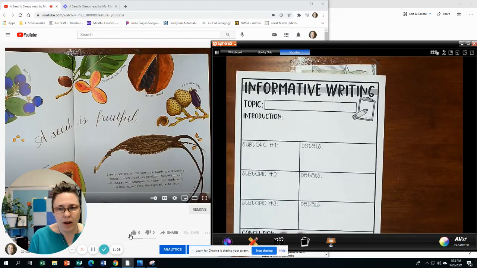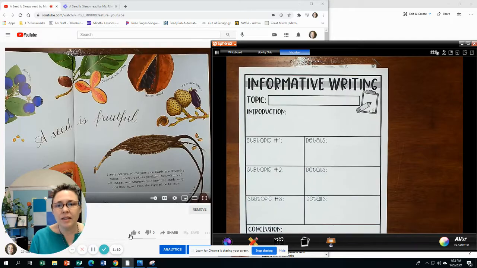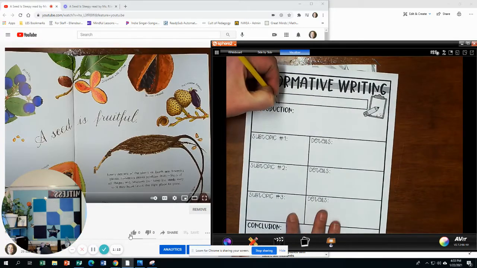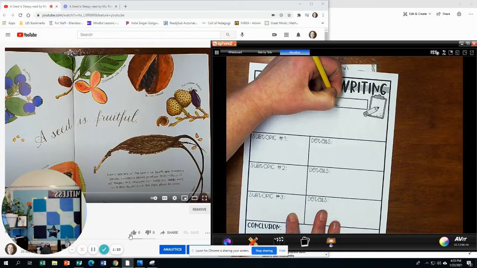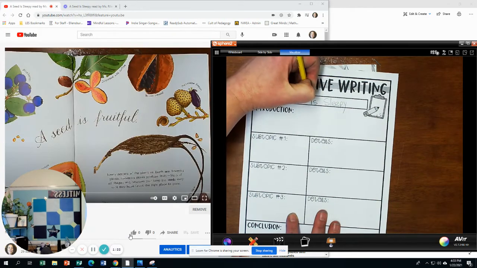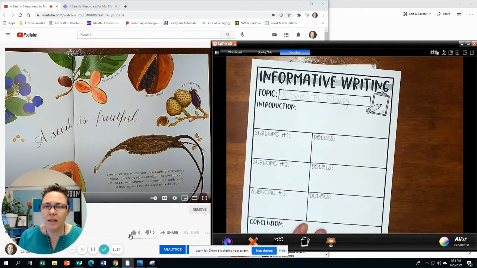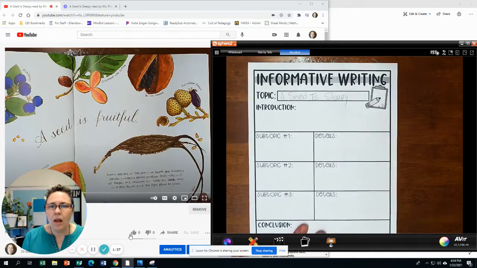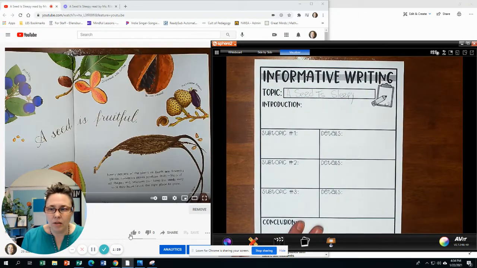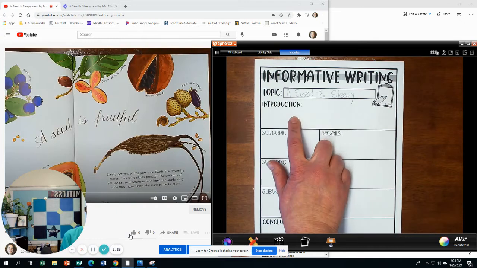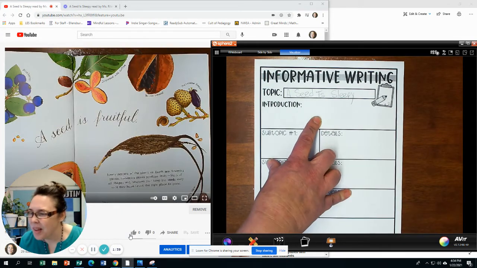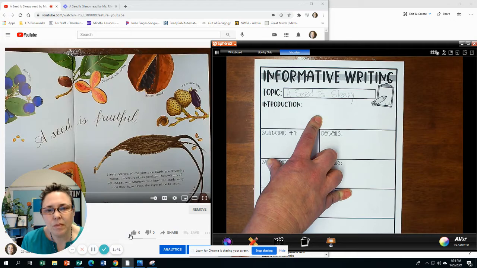So here's the informative writing. And we're going to write on this, A Seed Is Sleepy, for our topic. A Seed Is Sleepy. That's actually capitalized. A Seed Is Sleepy. And for the introduction, we can write about the author, who the author is, the illustrator, something to that effect.